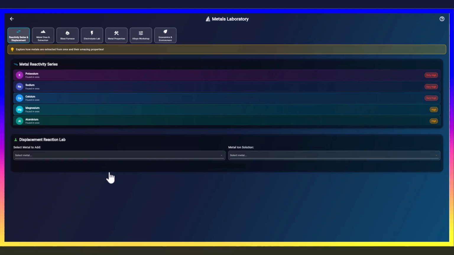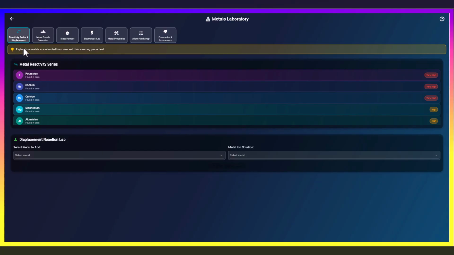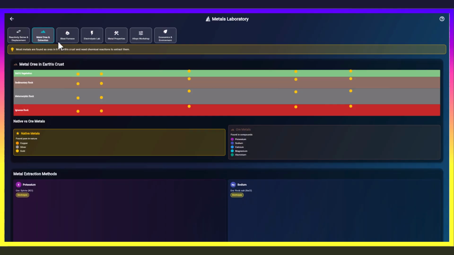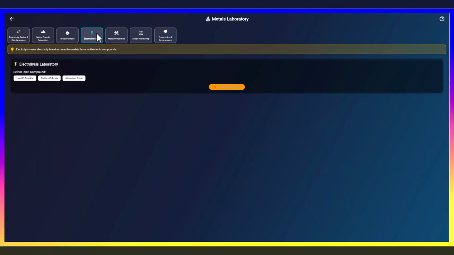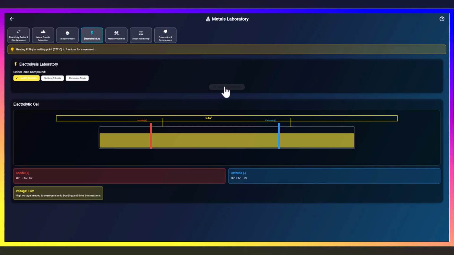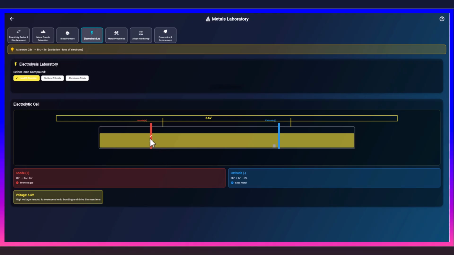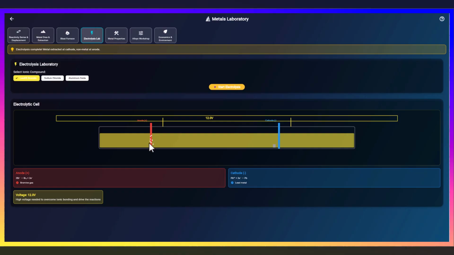So metals and extraction. We've got the metal reactivity series, metal ores and extraction, blast furnace, electrolysis lab. So we've got lead 2 bromide here. Let's start electrolysis. The voltage is going up. We've created bubbles here of bromine. It's got the equations that I needed to use, and yeah, okay, I think I get it. I'm pretty certain I get electrolysis now.